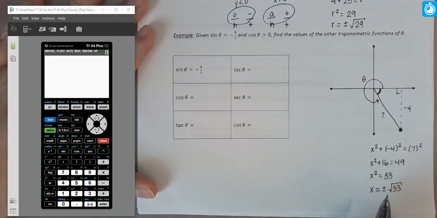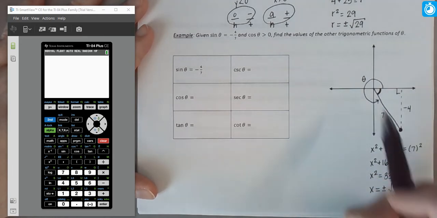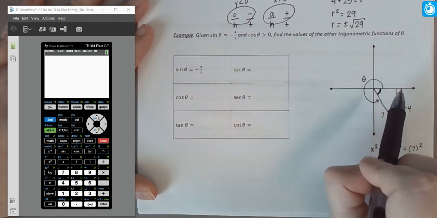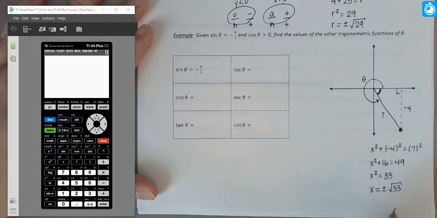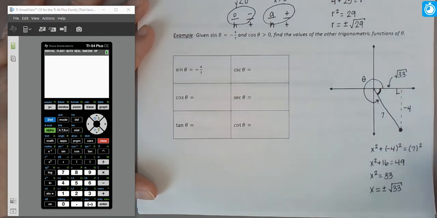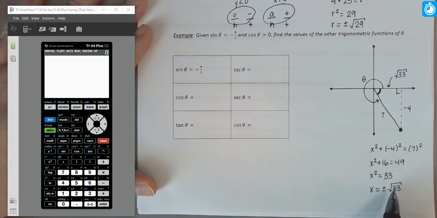So is it positive or is it negative? Well, that is going to be determined based on the quadrant we're in. We know our terminal side for our angle is in the fourth quadrant, which means x is positive and y is negative. We were solving for x, so that means it's going to have to be the positive square root of 33. If we had been in another quadrant, perhaps in this quadrant where x was negative, then we would have kept the negative version of this value.